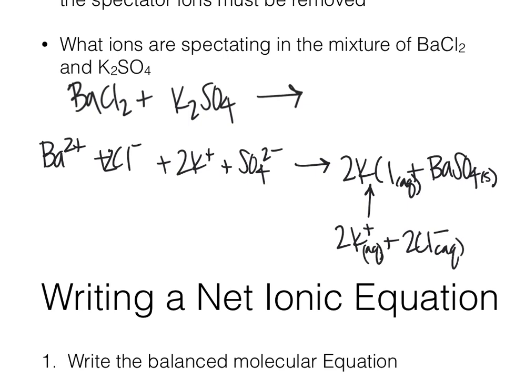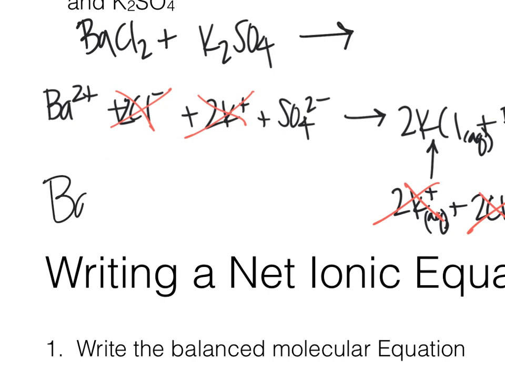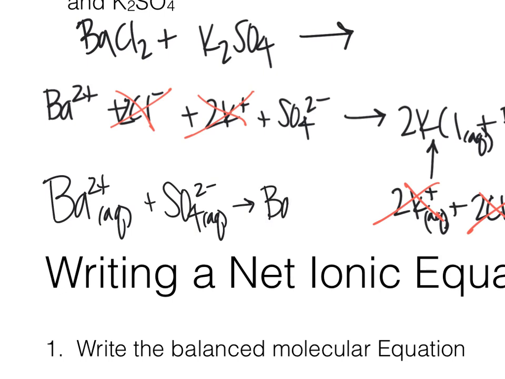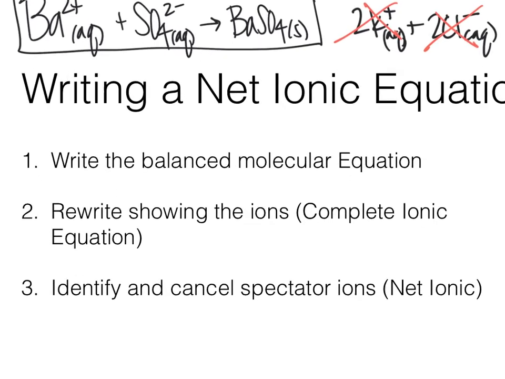So a net ionic equation removes anything that we see on both sides of the equation. So we can remove anything that we see on both sides. So if we were to rewrite this as a net ionic equation, we would get Ba2+ aqueous plus SO4 2- aqueous makes barium sulfate solid. This is a net ionic equation. So right now I've gone about a little messy way to get there.